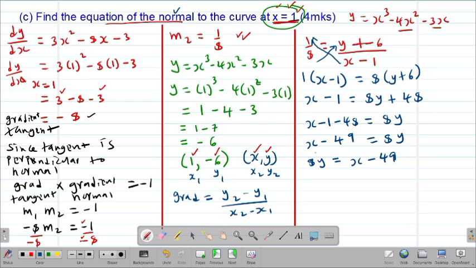So to get the equation in the general form, I'll divide through by 8 over 8 over 8. Therefore, my equation of the normal will be y equals 1 over 8 x, then of course minus 49 over 8. Therefore, this is the equation of the normal to the curve.